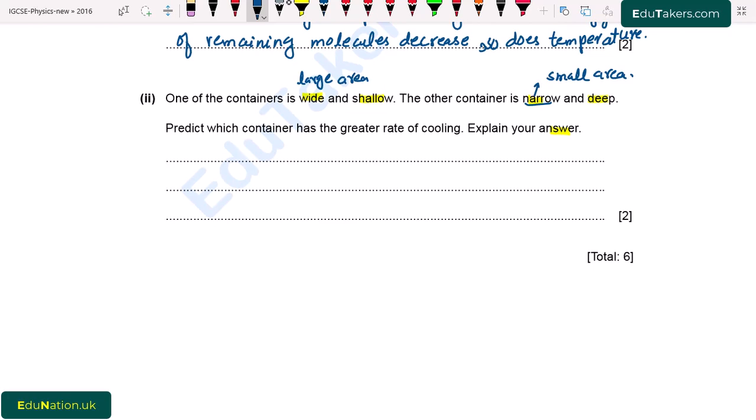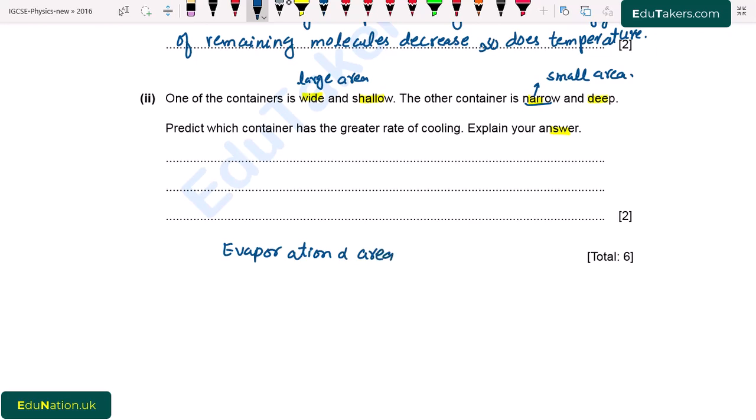So evaporation basically depends upon area. The container which has a large area will have large evaporation. More molecules escape from the surface. As a result, the rate of cooling will be greater. The container which is narrow and deep has a low rate of evaporation, so there will be small cooling. Actually, evaporation is directly proportional to area.